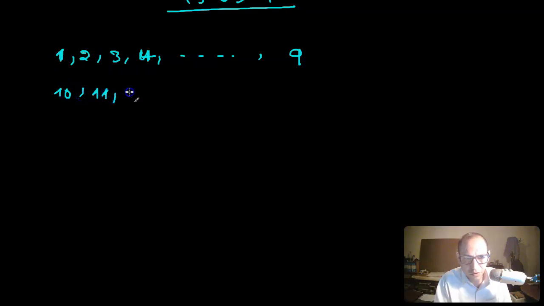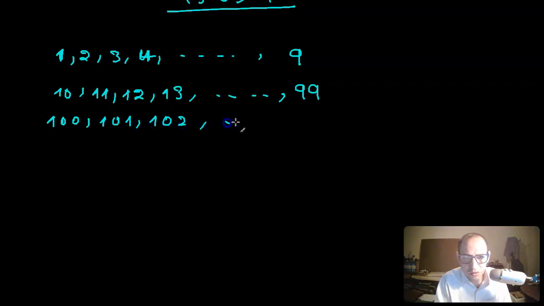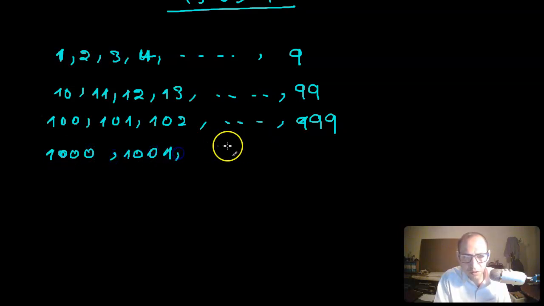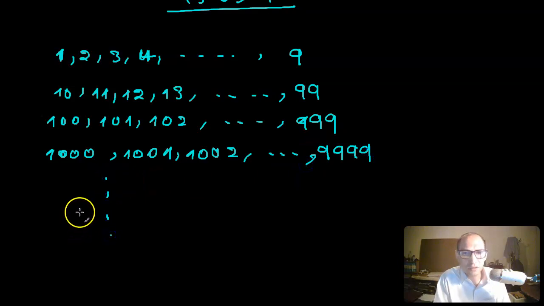And then you have 11, 12, 13, and so on and so forth, all the way up to 99, right? If you add a 1 to 99, you'll get 100, and then 101, 102, and so on, all the way up to 999. If you add a 1 to 999, you'll get 1,000. And then 1,001, 1,002, and all the way up to 9,999. And you can just keep going with this pattern.